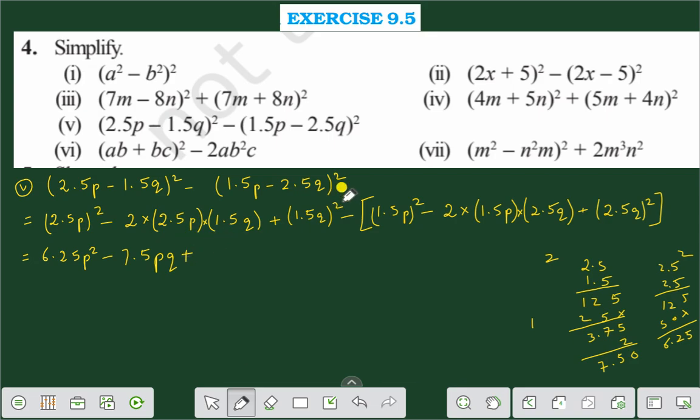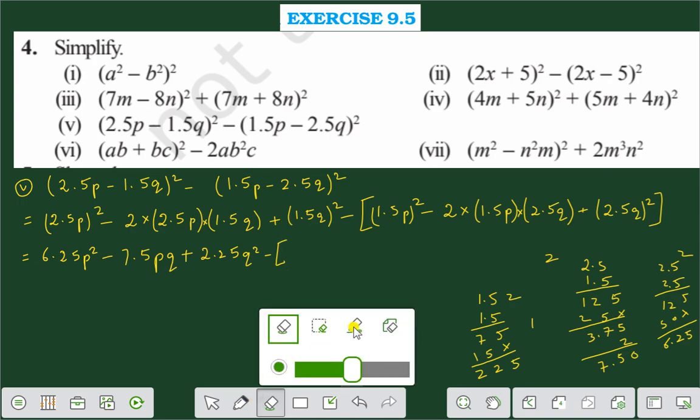plus. If we multiply 1.5 with 1.5, we are getting 5 times 5 is 25. 2, it is 5. 5 plus 2 is 7. And 5 is 5. 1 plus 1, then we are getting 5. 5 plus 1 is 6, carry 1, it is 2.25. Therefore, we are getting 2.25 q square. The minus sign is there, right?